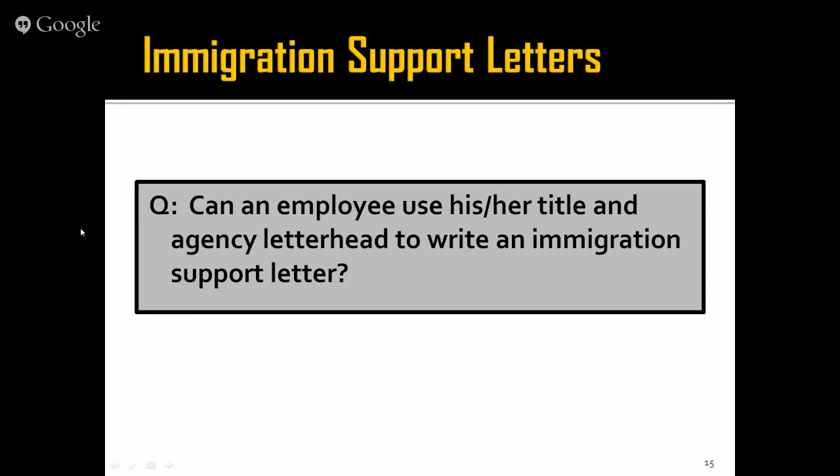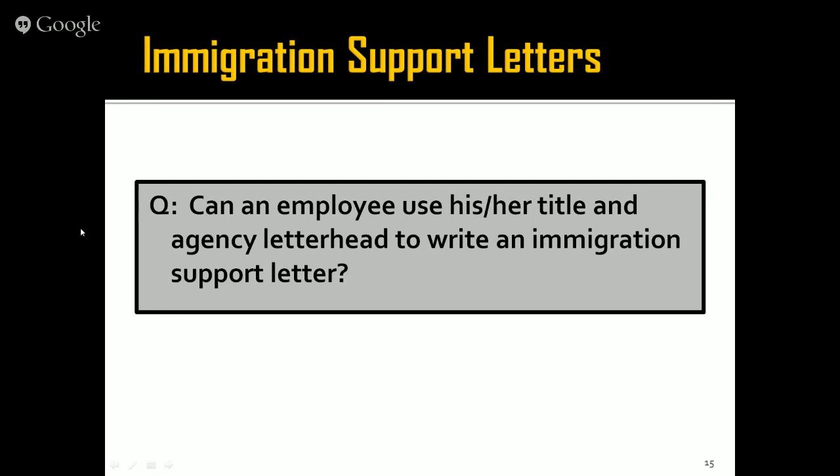So if you had gotten to know this individual through professional work, maybe they were an official in a foreign country for an academic institution that you worked with closely in your official capacity, or otherwise that you had a relationship with them officially, then that would be okay.